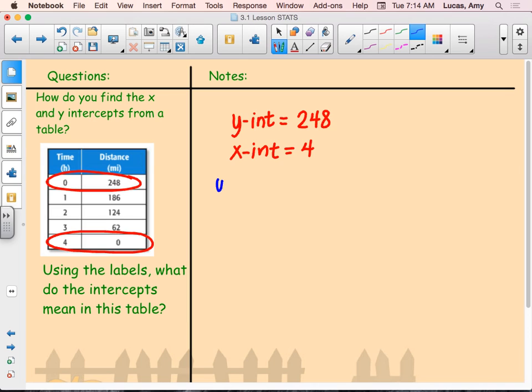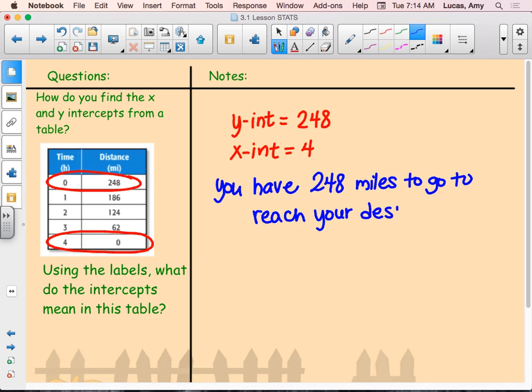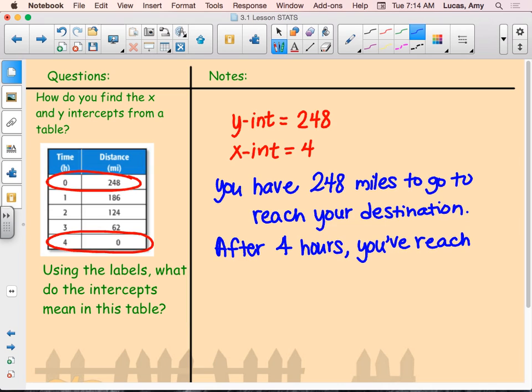So you have 248 miles to go to reach your destination. Because at time 0, that's when you're starting out, that's how many miles it says you've got. Then, after 4 hours, your distance is 0. So then I'm going to say, after 4 hours, you've reached your destination. Wherever that destination may be.